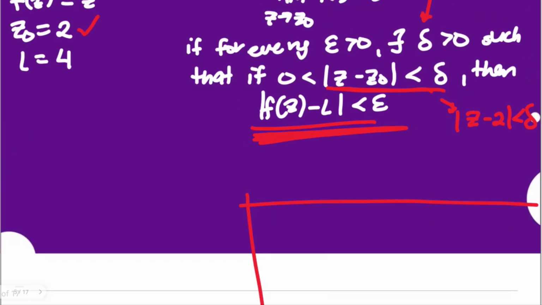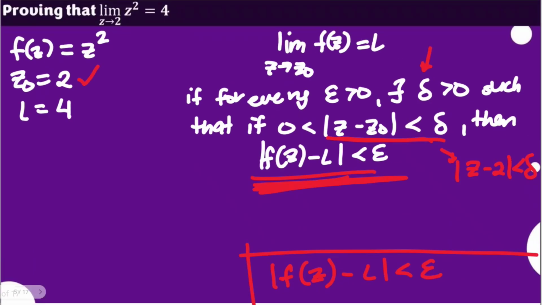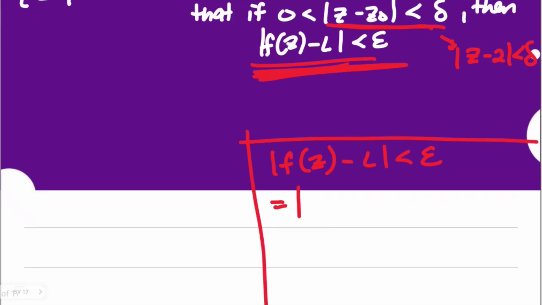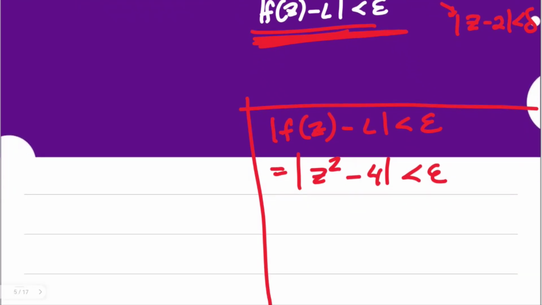Our goal is this. We need to show a certain direction for our delta. We need to show that the absolute value of f of z minus L must be less than epsilon, and our goal is to find a certain delta. We have our value for f of z here and our L, so let's simply plug them in. That's the absolute value of z squared minus 4 must be less than epsilon. Let's set aside epsilon first, because our goal is to find a representation of delta. Take note, we have this form here: our delta is greater than this expression, so we just need to have this form in z minus 2.